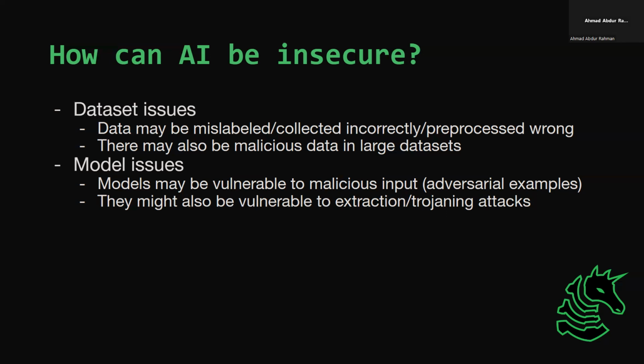The other big overarching category is model issues. So this is after your model has been trained, right? Models can be vulnerable to malicious inputs, so stuff that it hasn't seen, or adversarial examples, which I will go into what that means later. And they may also be vulnerable to extraction or trojaning attacks. So if you have a private model, there are ways that an attacker can use the information you put out into the public to create their own version of a model, and then either distribute it or use that model in combination with other attacks to make your model misbehave again.